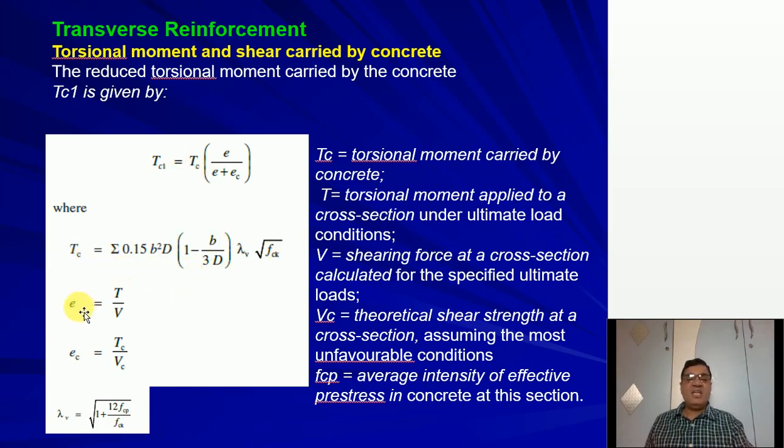In that, e is given by T divided by V, ec is given by TC divided by VC, and this value of tau V here, which is required to calculate TC, is given by this equation, in which fcp is given. And what is that fcp? fcp is the average intensity of effective pressure in concrete at this section. Well, so from this we can calculate this TC1.